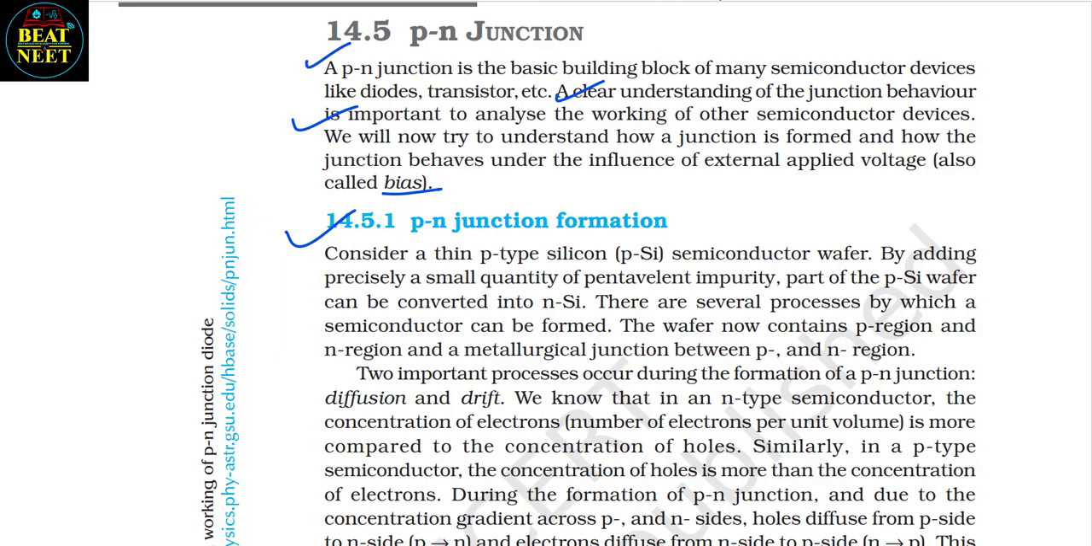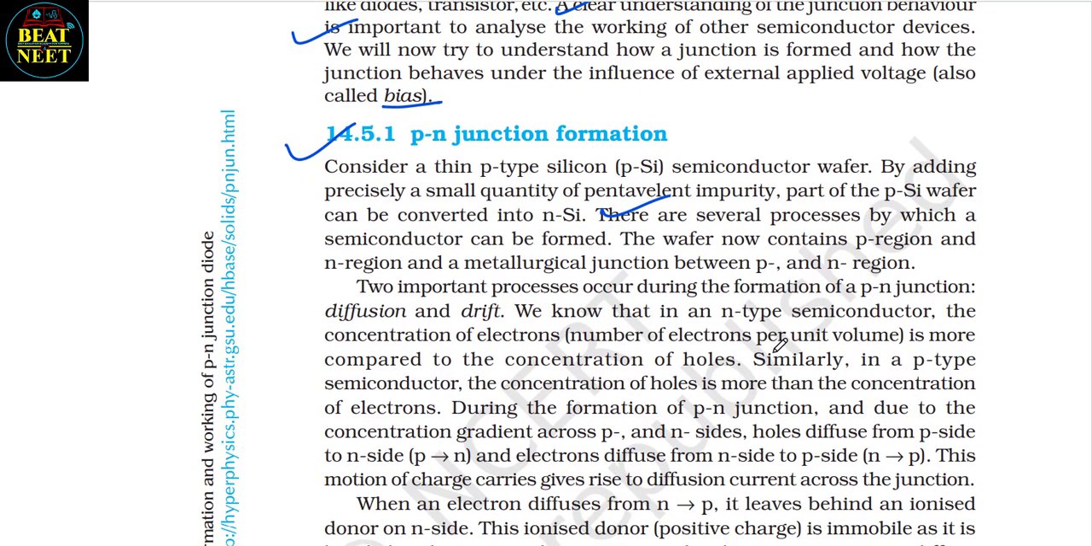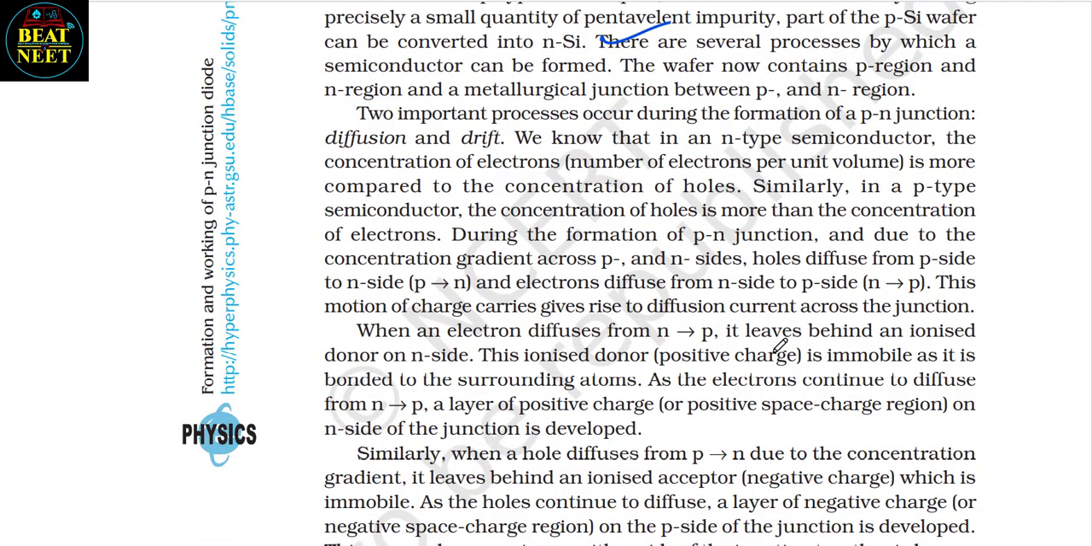14.5.1 PN junction formation. Consider a thin p-type silicon semiconductor wafer. By adding precisely a small quantity of pentavalent impurity, part of the p-Si wafer can be converted into n-Si. There are several processes by which a semiconductor can be formed. The wafer now contains P region and N region and a metallurgical junction between P and N region. Two important processes occur during the formation of PN junction: diffusion and drift.